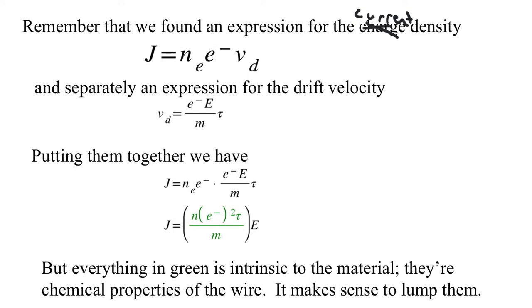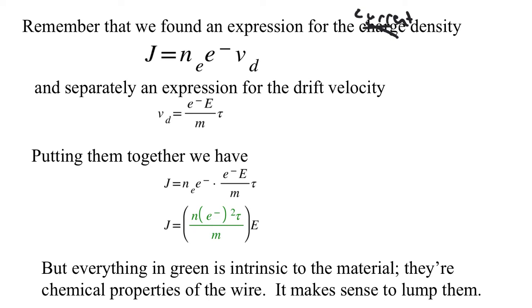And separately, we had found an expression for the electron drift velocity, which was the electron charge times the electric field over the electron mass times the average interaction time. And this was that quasi-Newtonian kind of here's the force divided by the mass and the acceleration times the time. Putting those two things together, we get that J is the electron density times the charge squared times tau over the mass.